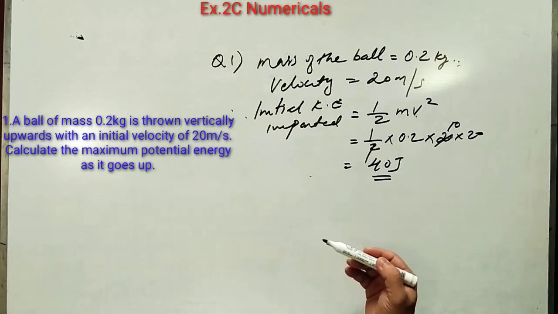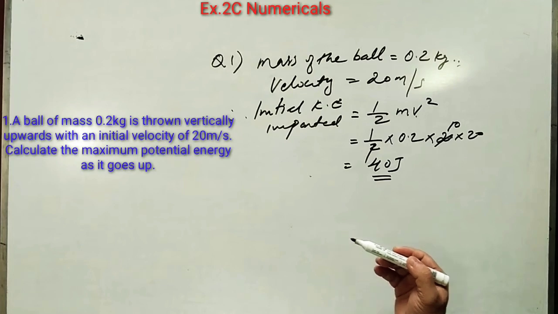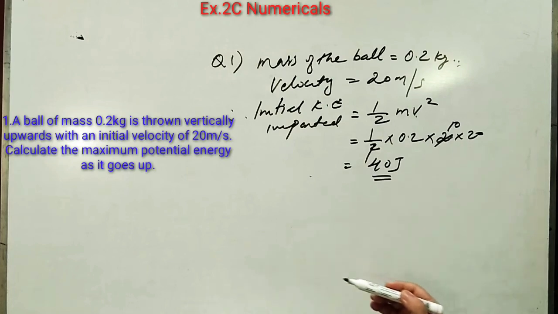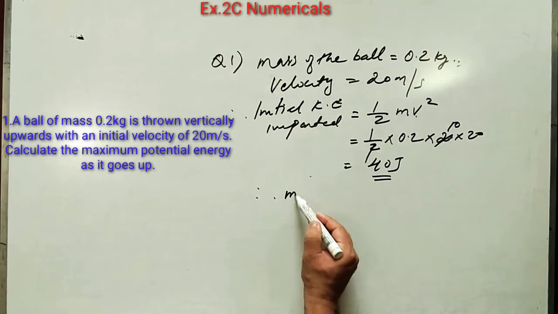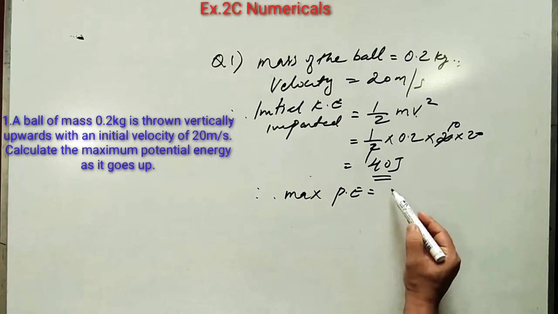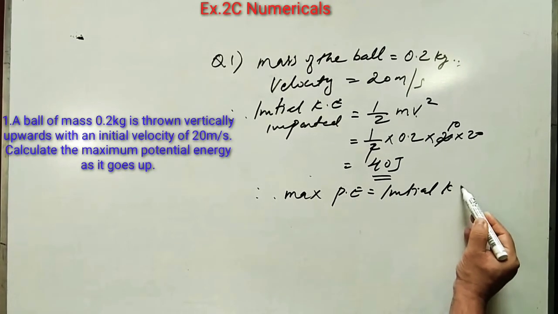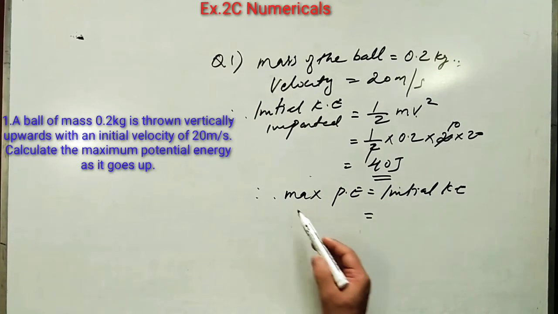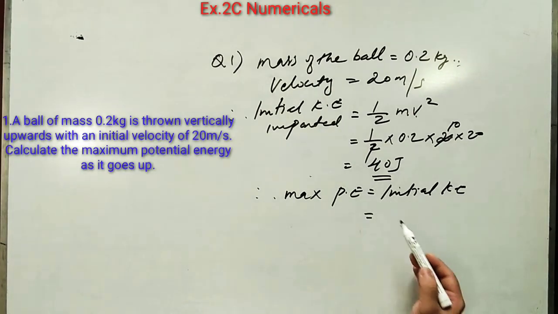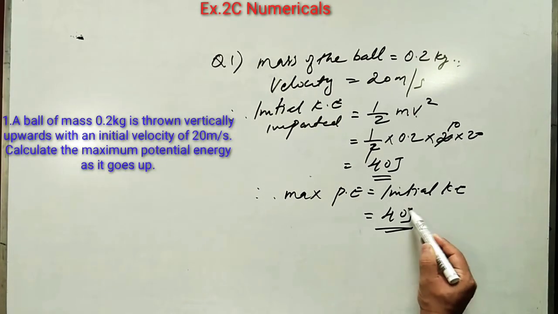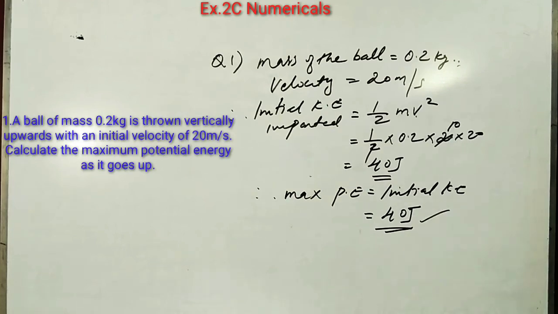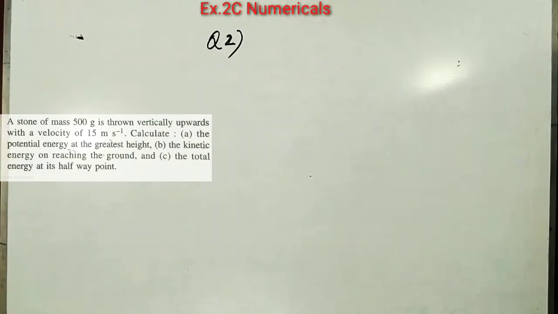As you know, a body going up under the effect of gravity, its initial kinetic energy decreases and at the same time potential energy increases by the same amount. So we can write the maximum potential energy will be equal to initial kinetic energy at its highest point, according to the work energy conversions. So maximum potential energy as it gains height will be equal to 40 joule, which is equal to the initial kinetic energy imparted. Clear? So we calculated the maximum potential energy, which is equal to initial kinetic energy. Okay, fine. Moving on to question number 2.